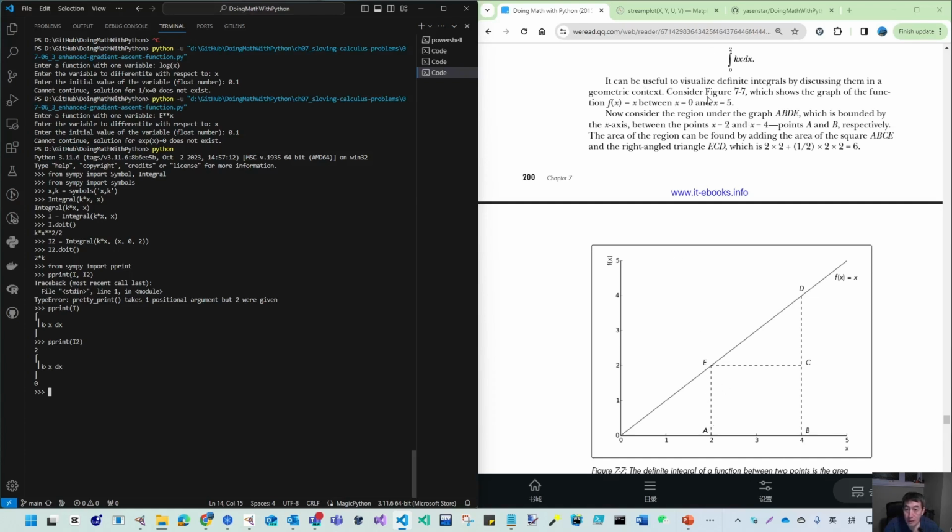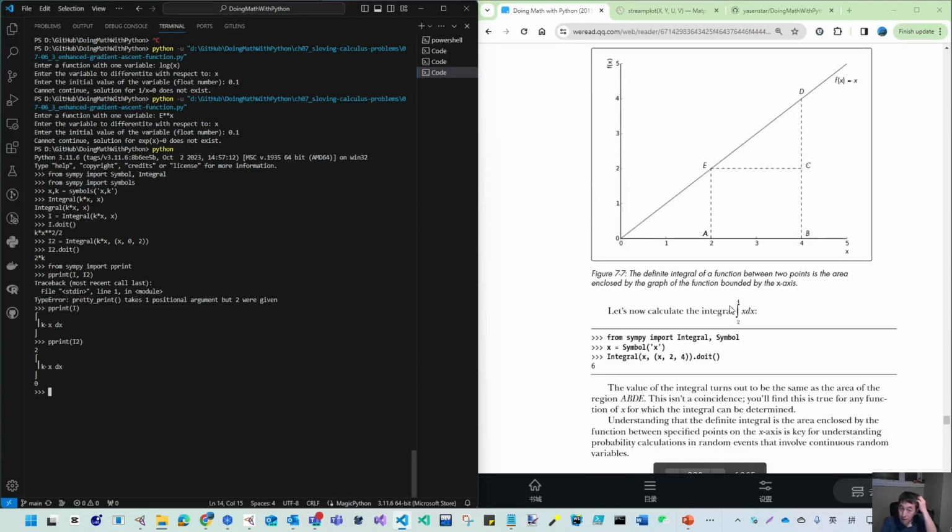So for this one, f(x) equal to x, from 0 to 5, is this line, or this part of the line. And then it's not A, B, C, D, it's A, B, D, E, which is the integral between 2 and 4. So we can try this. First, we already have x, I think.